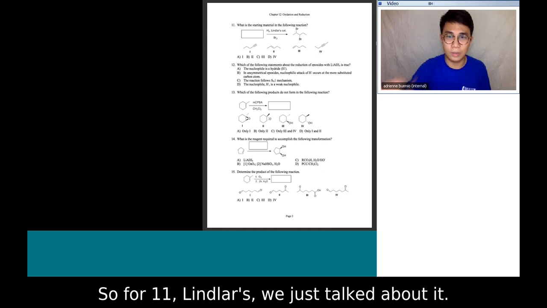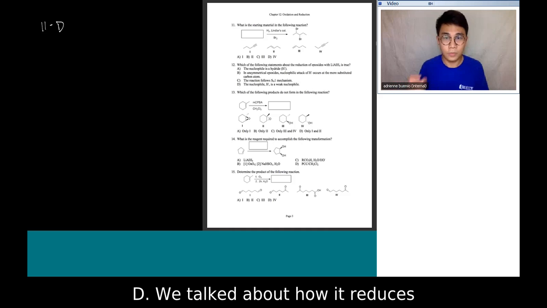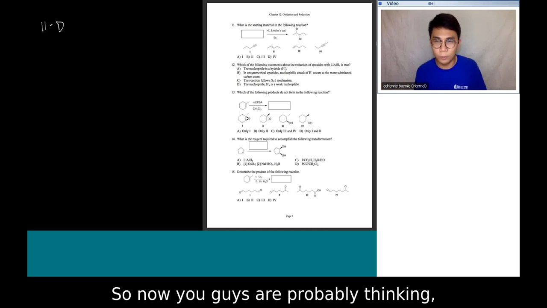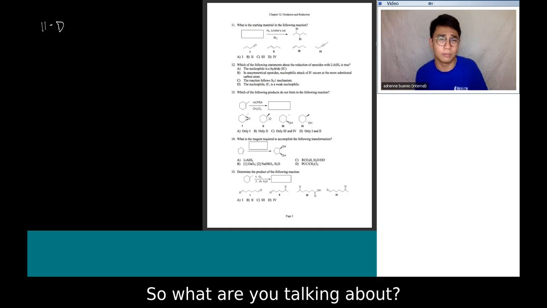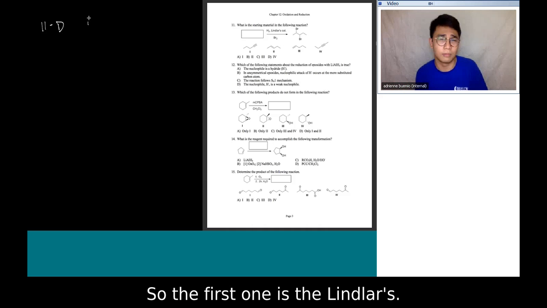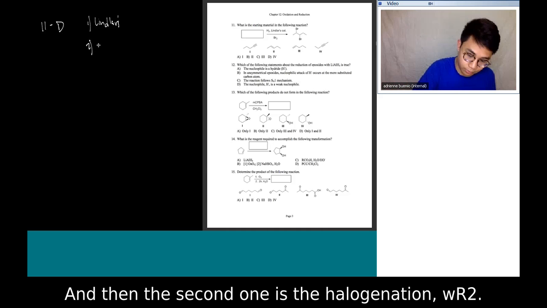Okay, so for 11, Lindlar's, we just talked about it, right? For 11, you should have gone D, right? We talked about how it reduces starting from an alkyne. So now you're probably thinking, well, this got reduced all the way down to a single bond, so what are you talking about? Well, this question has two reactions, right? The first one is the Lindlar's, and then the second one is the halogenation, the Br2, right?